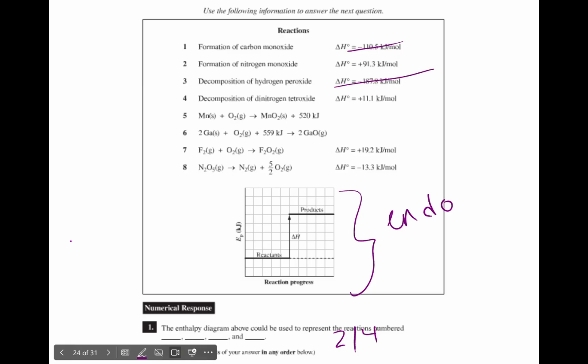Number 4 would be endo. Number 5 has the energy as a term on the product side, so that's exothermic, so not that one. Number 6 has the energy on the reactant side, so that would be endo. And then we have this last one that's positive, which is number 7, and the other one was not. So that one was 2, 4, 6, 7.